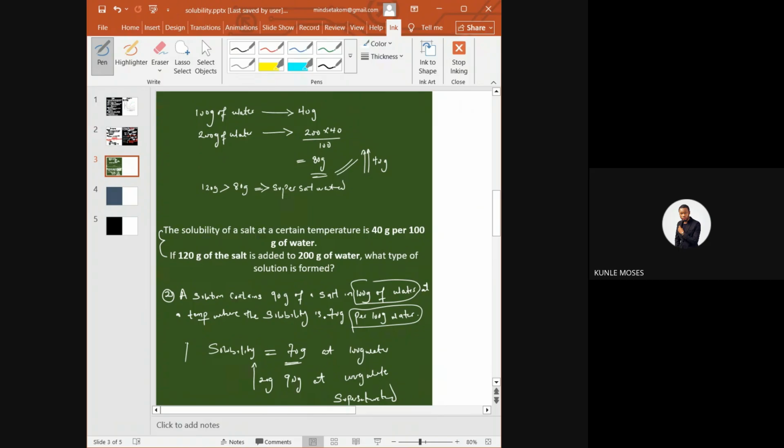Look at this same question also. They said a solution contains 90 grams of a salt in 100 grams of water at the temperature where the solubility is 70 grams per 100 grams. The solubility is 100 grams of water should dissolve 70 grams. Now, they said the same 100 grams of water is dissolving 90 grams. That's supersaturated. Please, do you get it? Gift, do you get it?